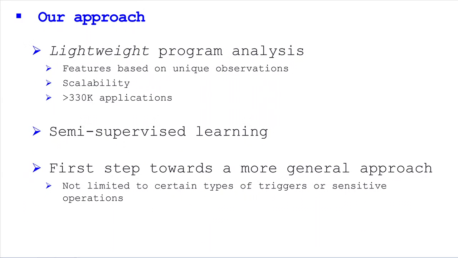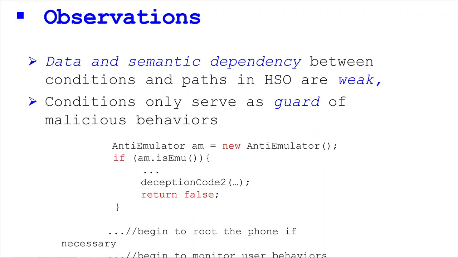We have three key observations. The first observation is that the data and semantic dependency between conditions and paths in HSO are usually weaker than in normal cases. Let's also take the Hacking Team code as an example.